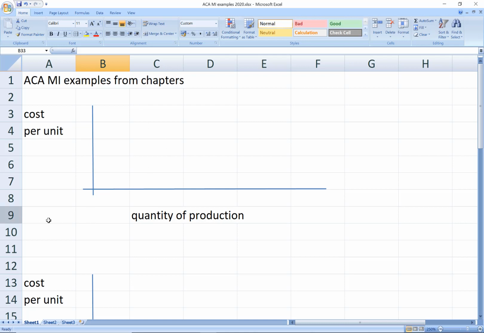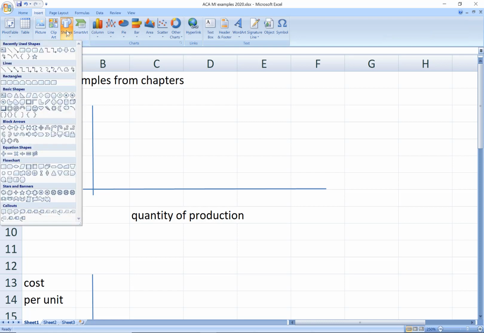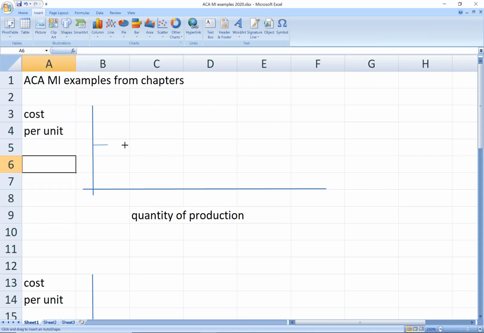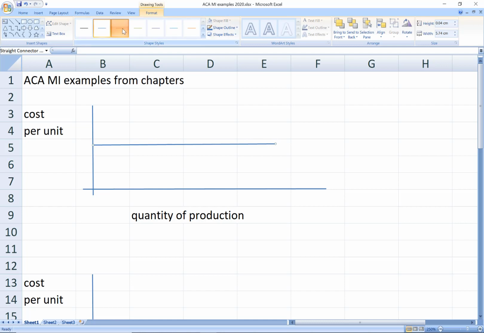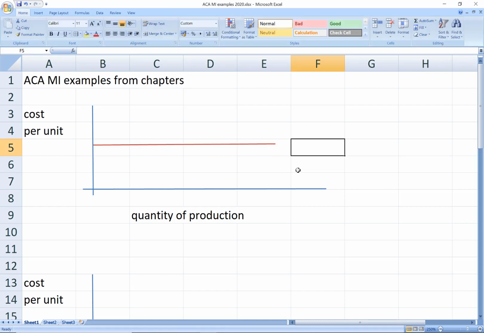What I've done is I've got my x-axis still labelled as total activity, so still quantity of production. My y-axis is now cost per unit. It is not total cost. Now if I put in a slope into this, which is just going to be a line, that line actually shows a variable cost. And that is a variable cost because regardless of the quantity of production, my direct cost per unit does not change.